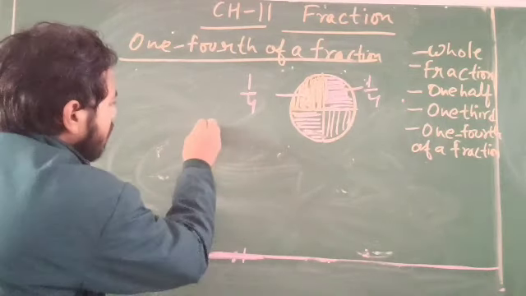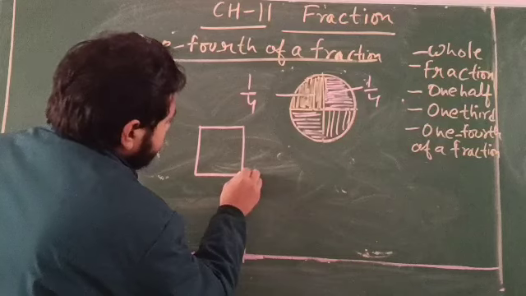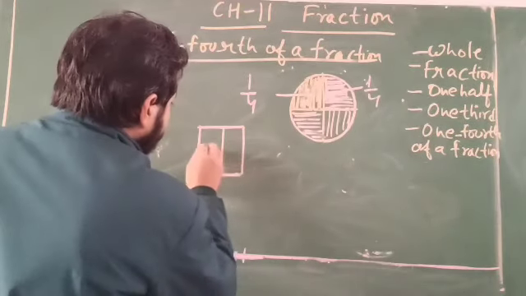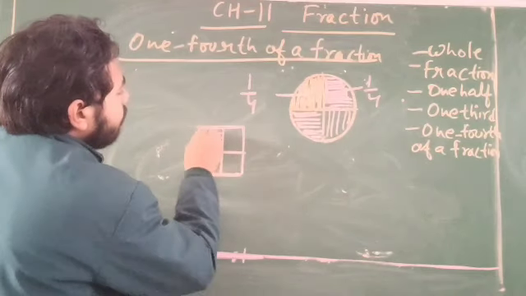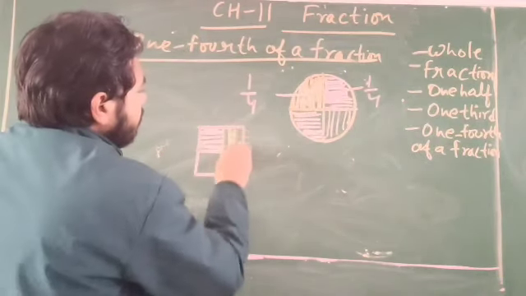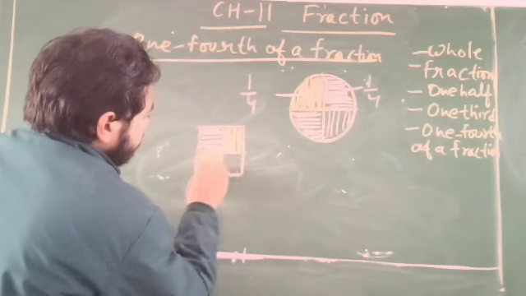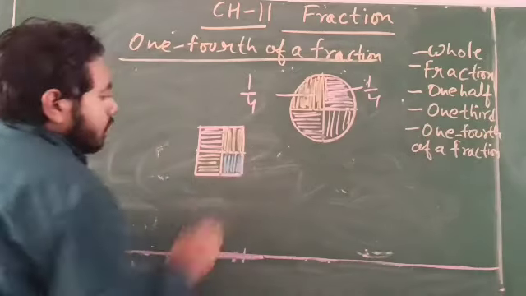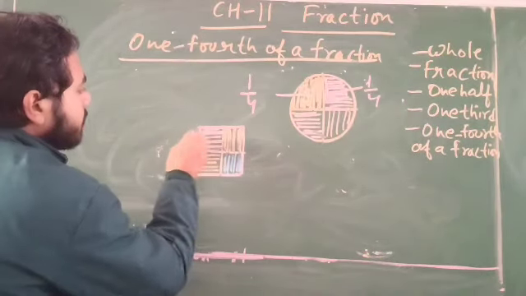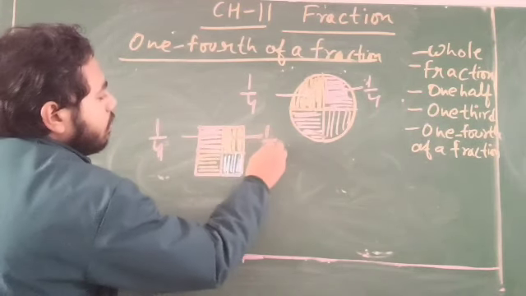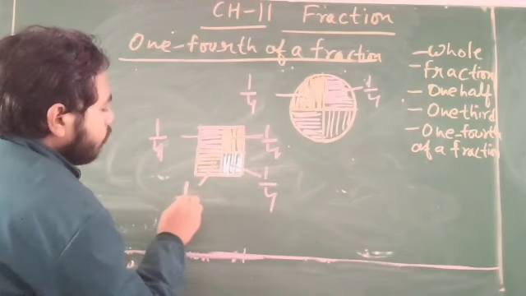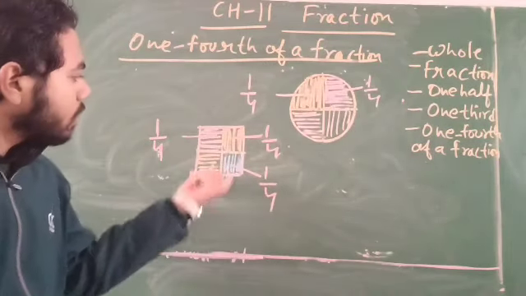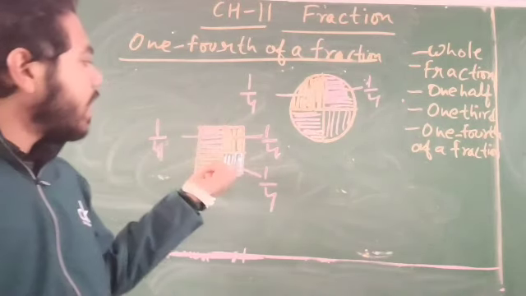Now take another example, a square. Here the square is divided into 4 equal parts. Then each part is representing 1/4. So here these all parts are representing 1/4 of a square, because this square is equally divided into 4 equal parts.